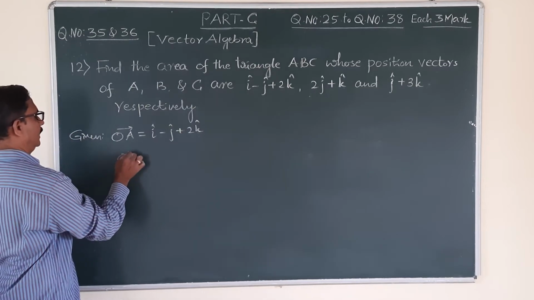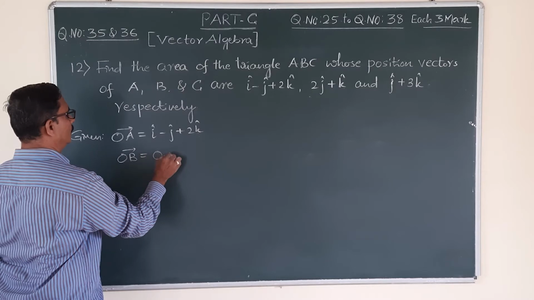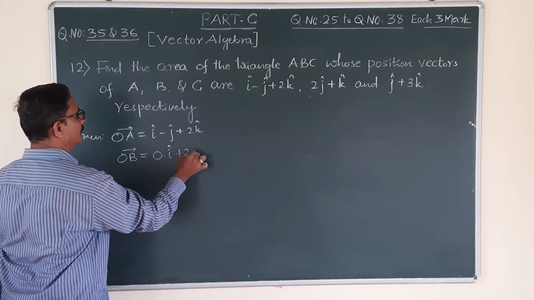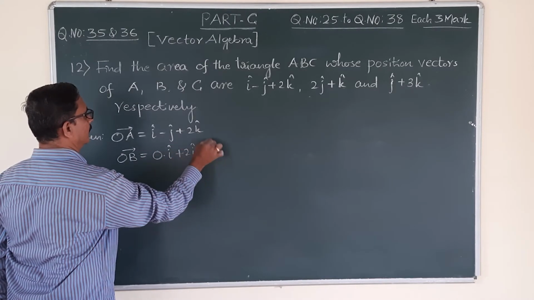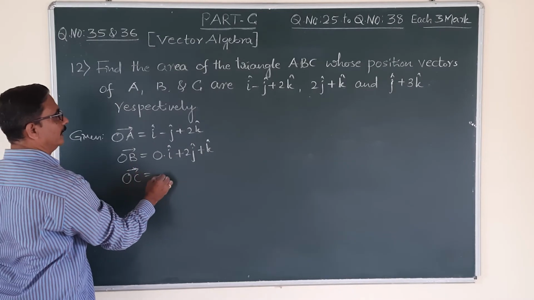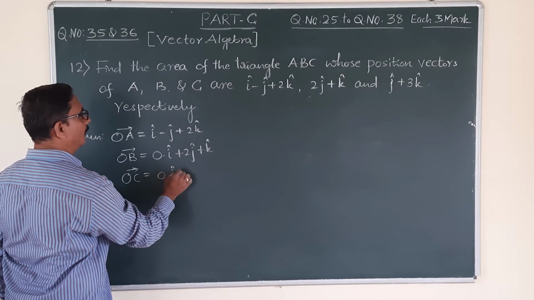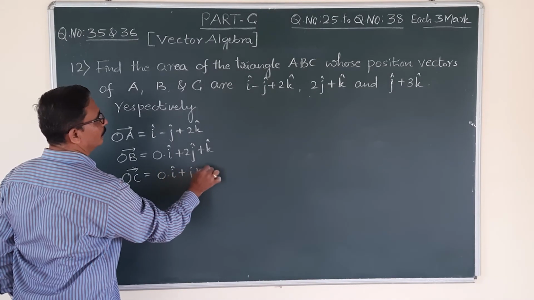Okay. And the second position vector OB is given. There is no i term, we can write 0i, right? Plus 2j plus k. And position vector OC is given. Again there is no i term, we can write 0i plus j plus 3k.